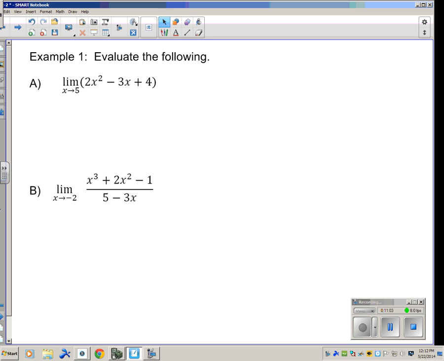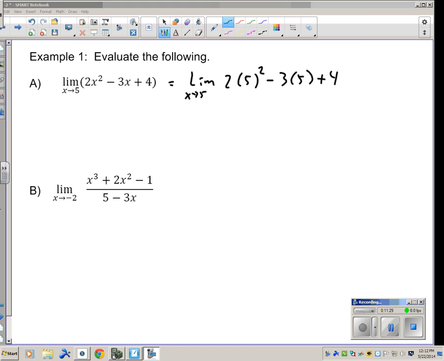Evaluate the following here. One way to evaluate limits when you're given a problem like this is to go ahead and just use direct substitution. So just go ahead and substitute 5 in for your x's and get your value that way. So our value after plugging into the calculator there ends up being 39, because we get 50 minus 15 plus 4 there gives us 39.